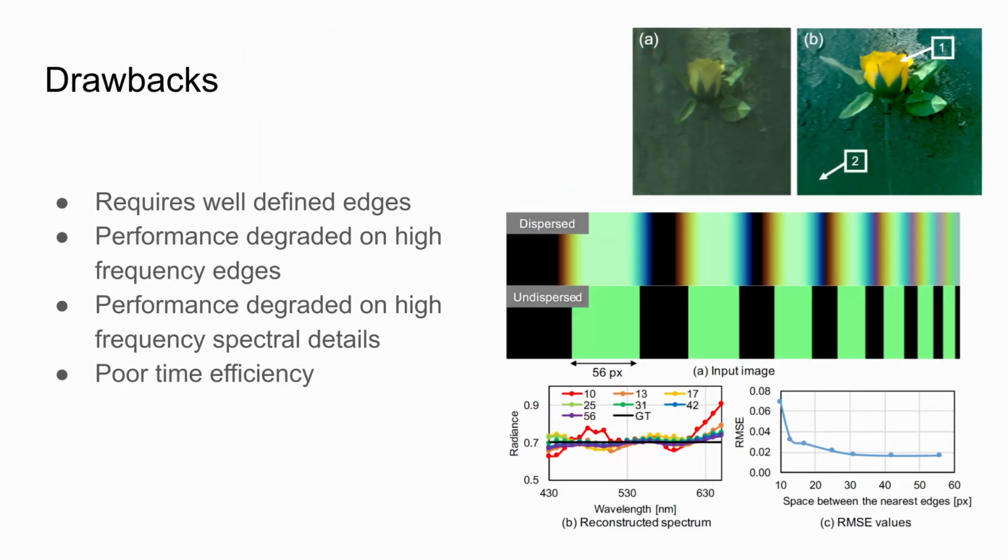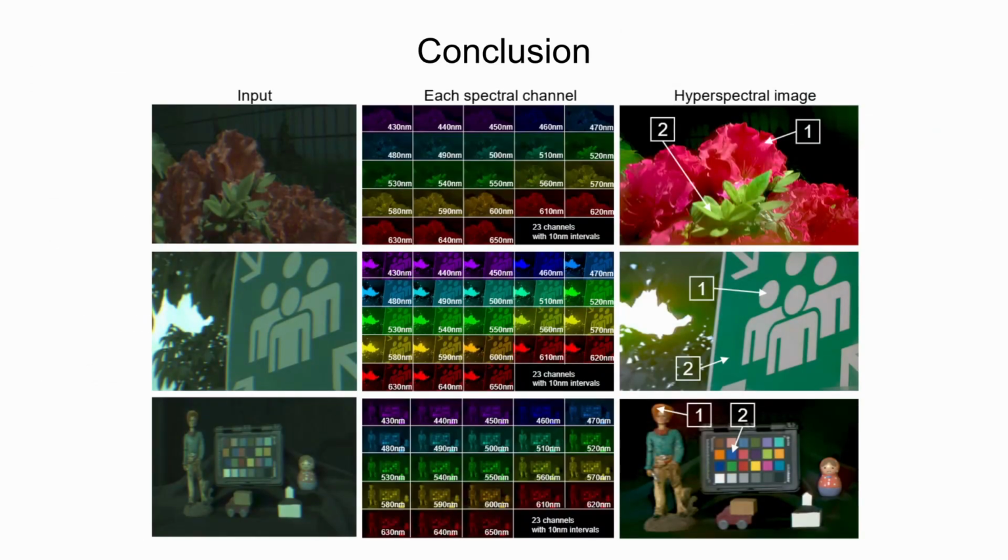The system does have some drawbacks, however. It requires well-defined edges throughout the image for accurate reconstruction. Additionally, performance degrades when edges are close to one another, and high-frequency spectral details like those created by fluorescent lighting decrease the system's accuracy. In conclusion, this paper presented an elegant single-shot hyperspectral imaging system.